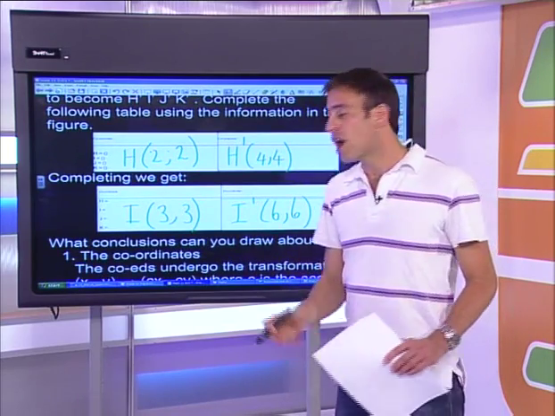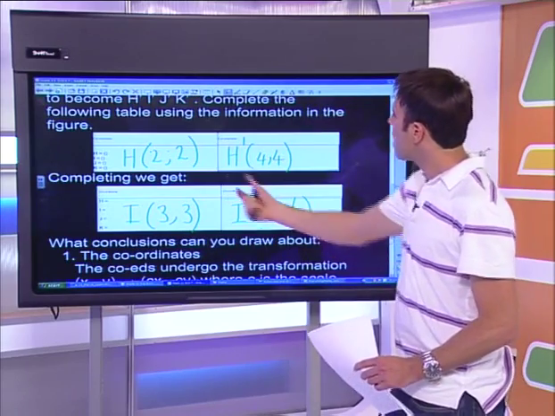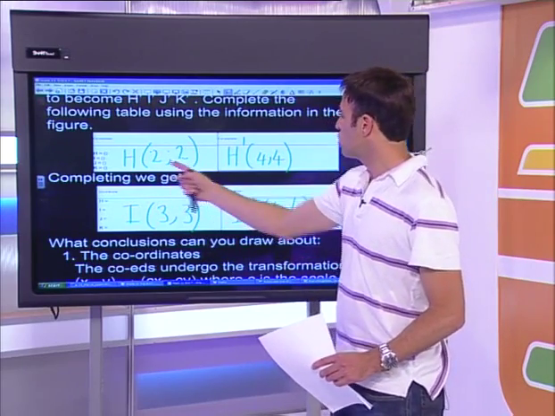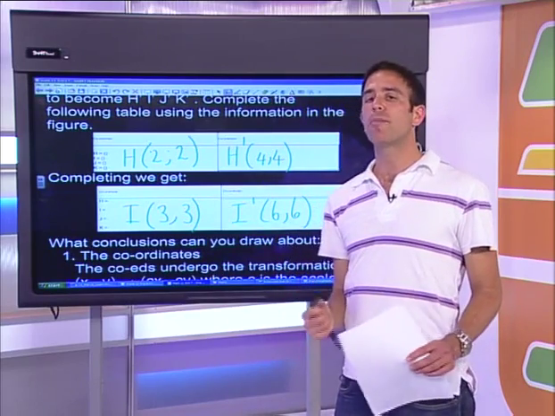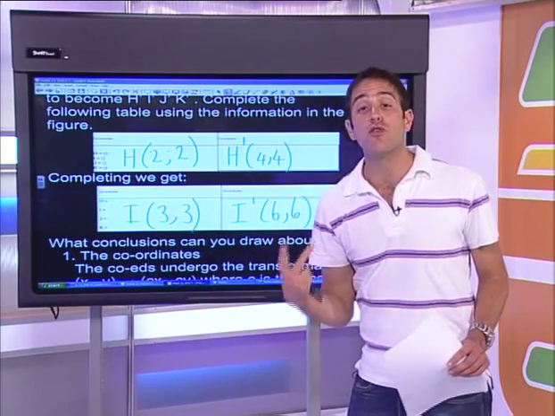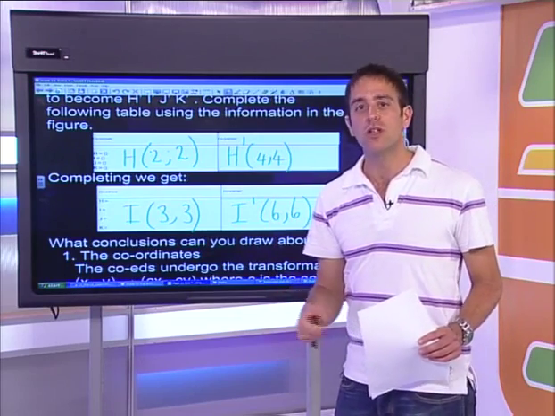Okay? And I hope you can see it here. What has happened to each of these numbers? The 2 became a 4, the 2 became a 4. In other words, they've doubled. What would happen if the scale factor was 3? Okay, these numbers would triple.